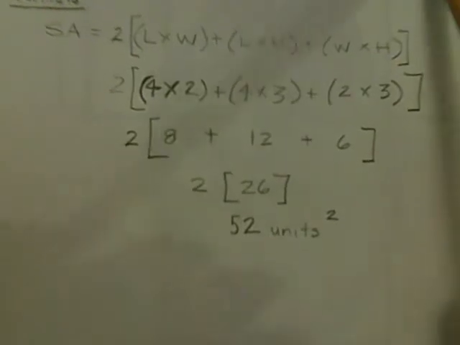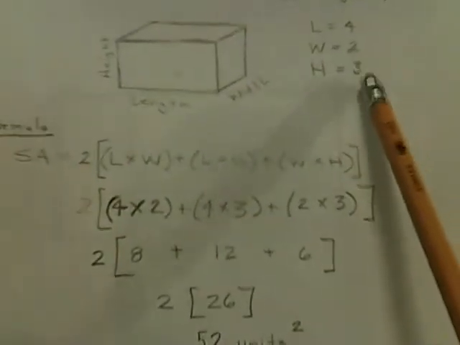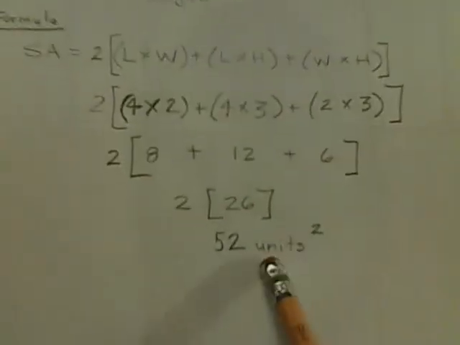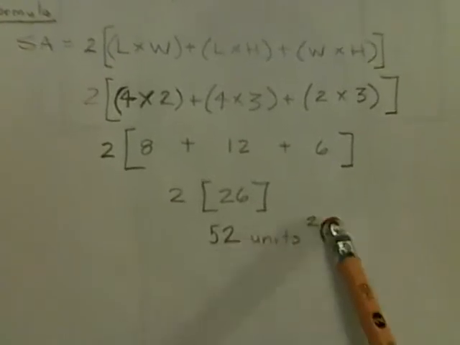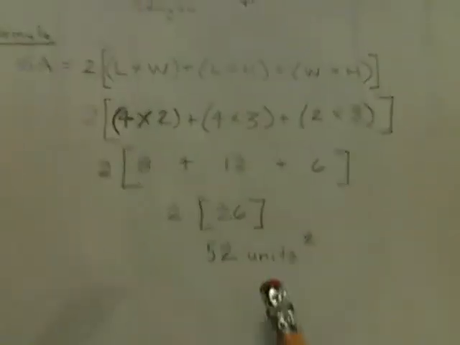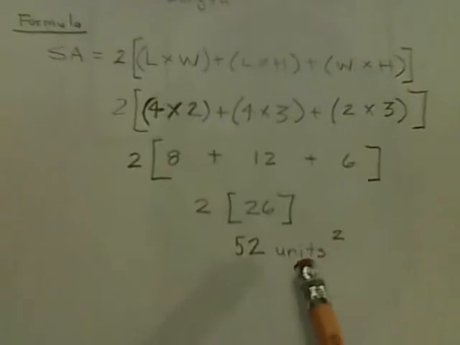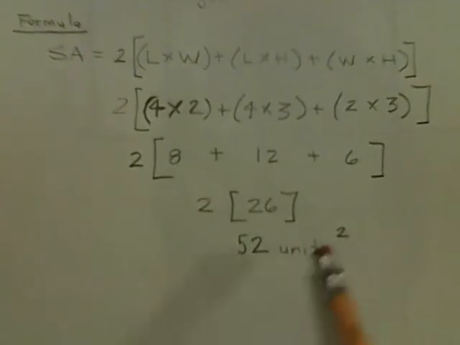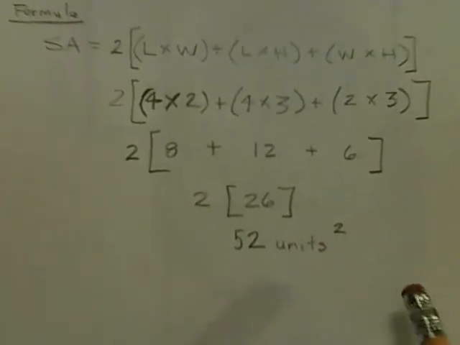So whatever the units are, if you were going to say 4, 2, and 3 inches, then you would say 52 inches squared. Here we don't know what the units are, so we just say units squared. But surface area is a units squared type of item.